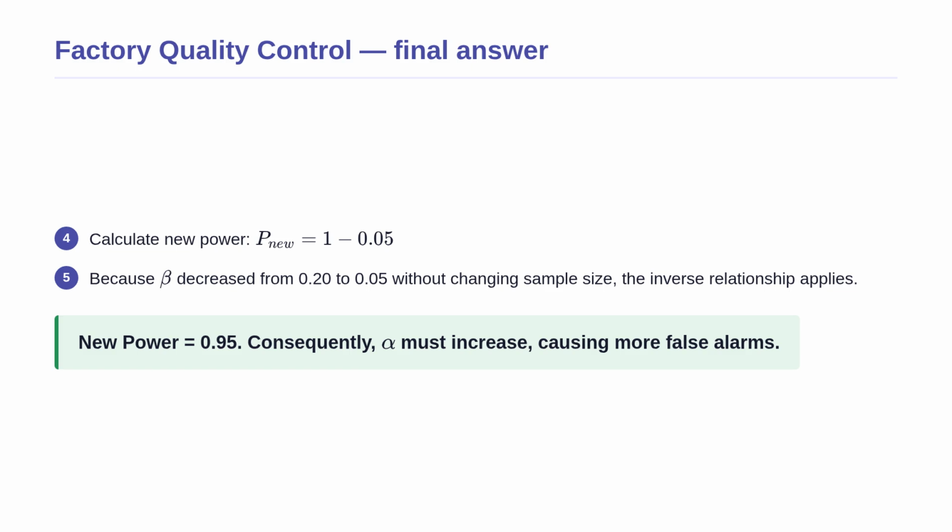However, we must remember the seesaw trade-off. Because the manager decreased beta from 0.20 to 0.05 without increasing the sample size, alpha must increase. The manager will now experience more false alarms, accidentally throwing away perfectly good batches of light bulbs.